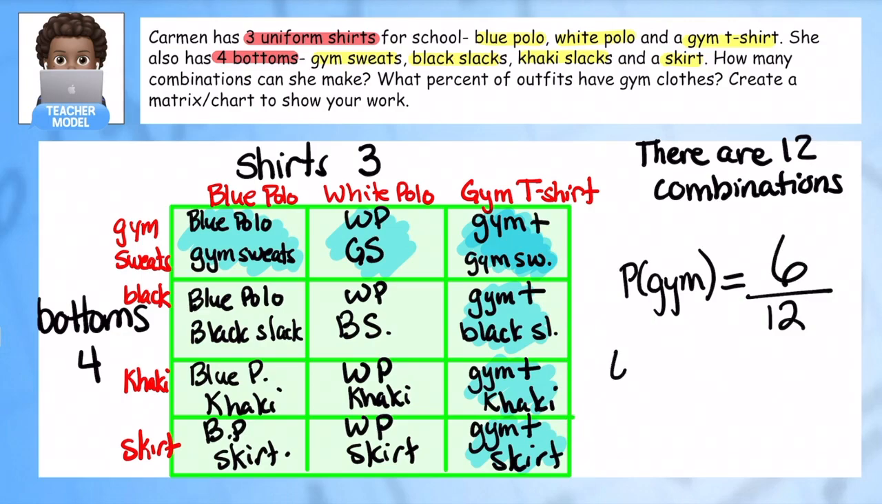So I'm going to turn that into, well, let's simplify it, 1/2. Turn this into a decimal. That's easy. That's 50 hundredths or 50%. So here's my second answer. What percent of outfits have gym clothes? 50% of outfits.